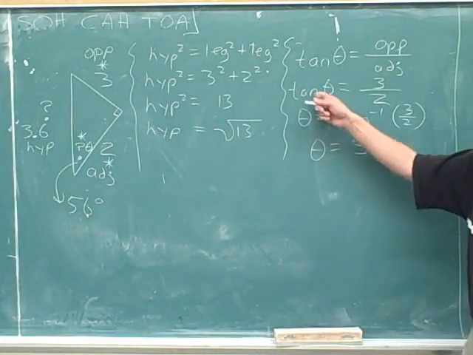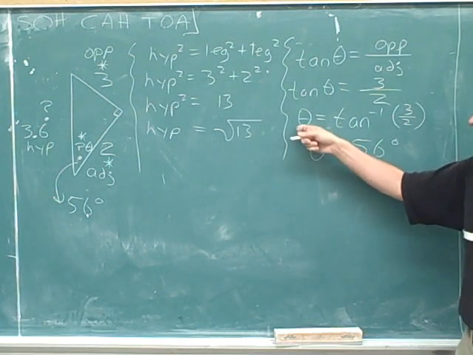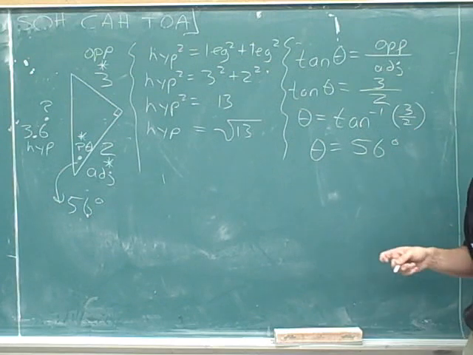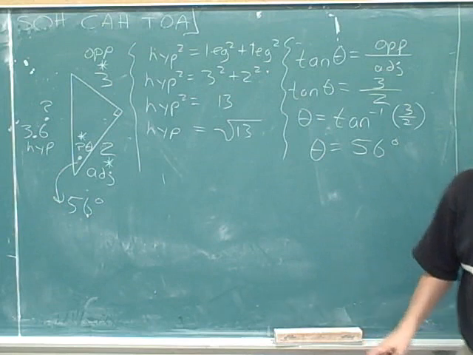We would pronounce this, the tangent of theta is 3/2. And a good way to read this is, theta is the angle whose tangent is 3/2. That's what inverse tangent means.